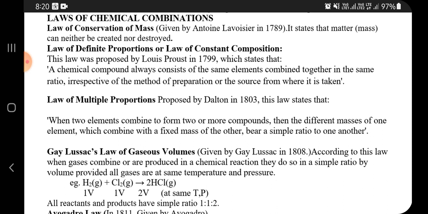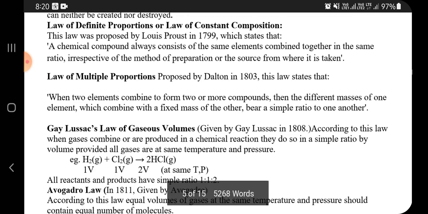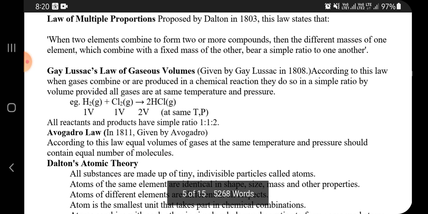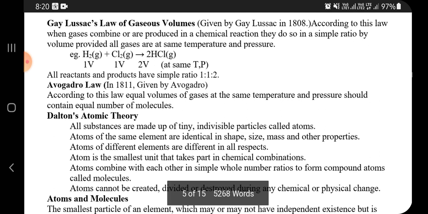Then, the law of definite proportion, or law of constant composition, states that a chemical compound always consists of the same elements combined together in the same ratio, irrespective of the method of preparation or the source from where it is taken. The law of multiple proportion states that when two elements combine to form two or more compounds, the different masses of one element which combine with a fixed mass of the other bear a simple ratio to one another.